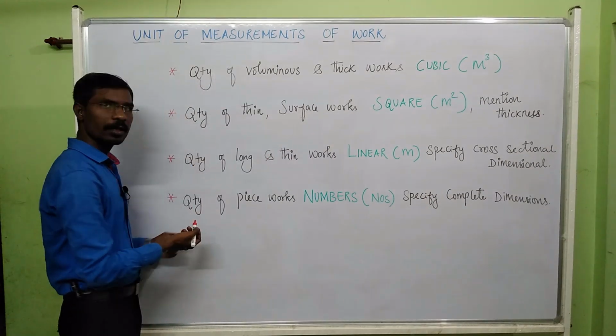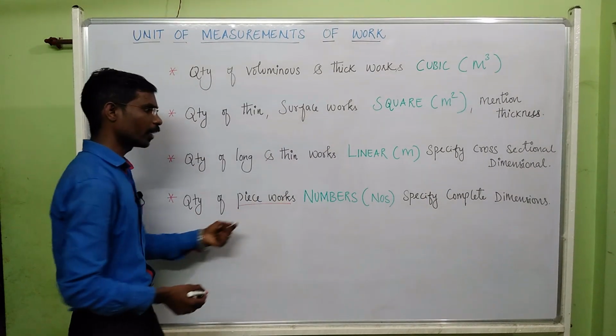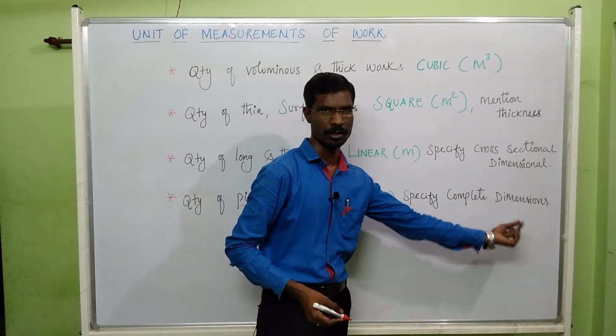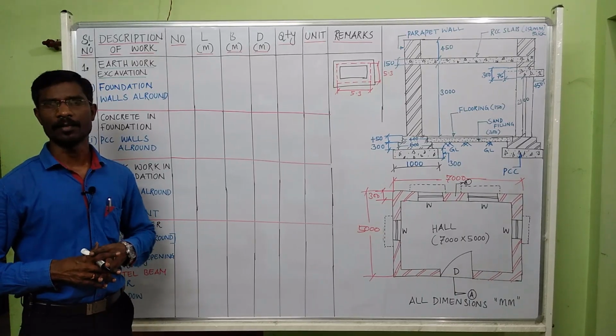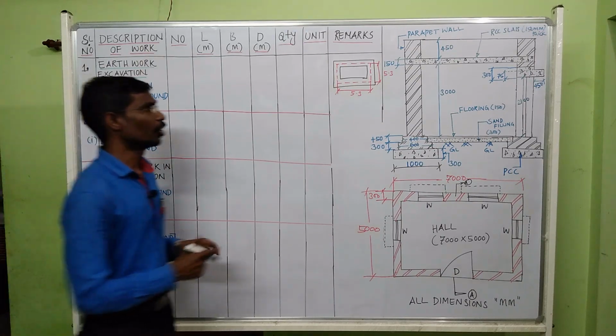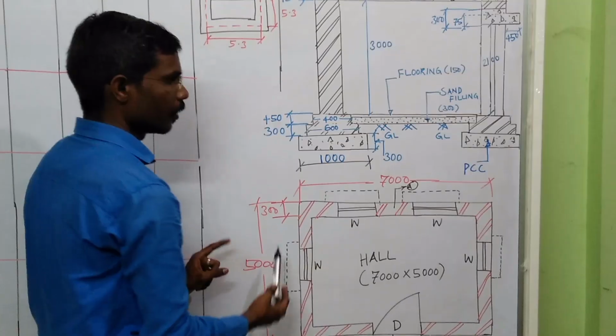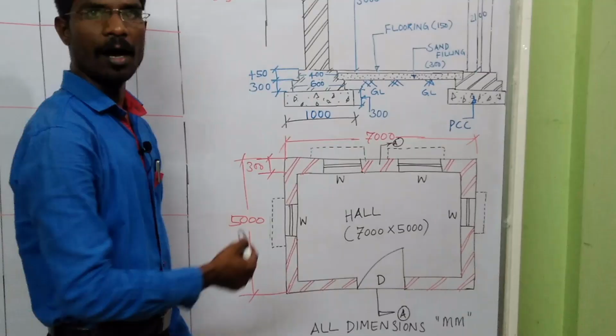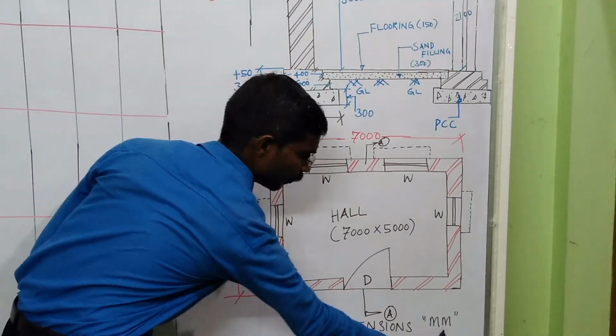The last one, the quantity of piecework, you can measure the numbers and specify the complete dimensions. Now we will calculate the building estimation. So this is a sample of the building. This is your plan. The building is given 7000 by 5000. All the dimensions are in terms of mm.